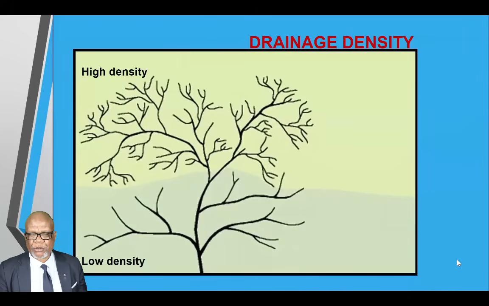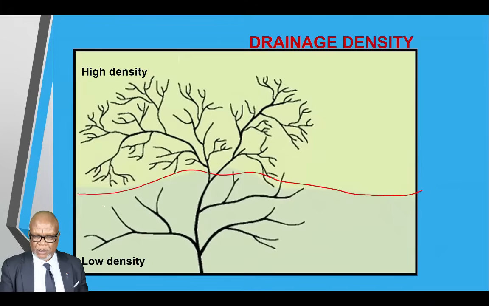Now, drainage density. When you speak of drainage density, you must be able to define what drainage density is. Density, we're simply referring to the total length of streams divided by the total area of the drainage basin. Looking at these two, at the bottom here we have fewer streams, and above here we have more streams. So when we have more streams, we have higher density.